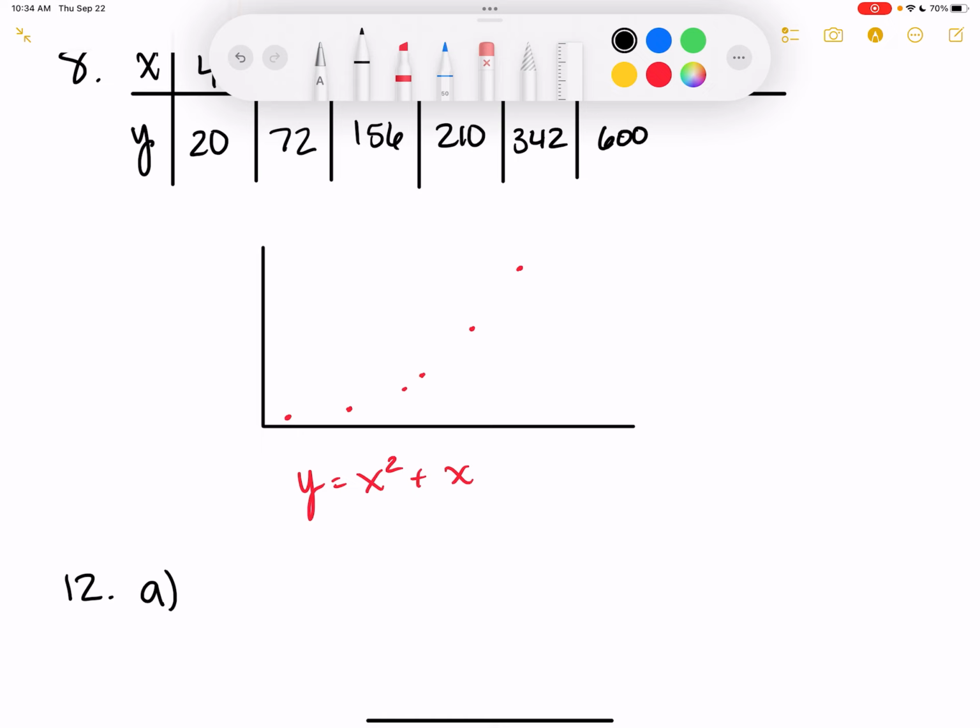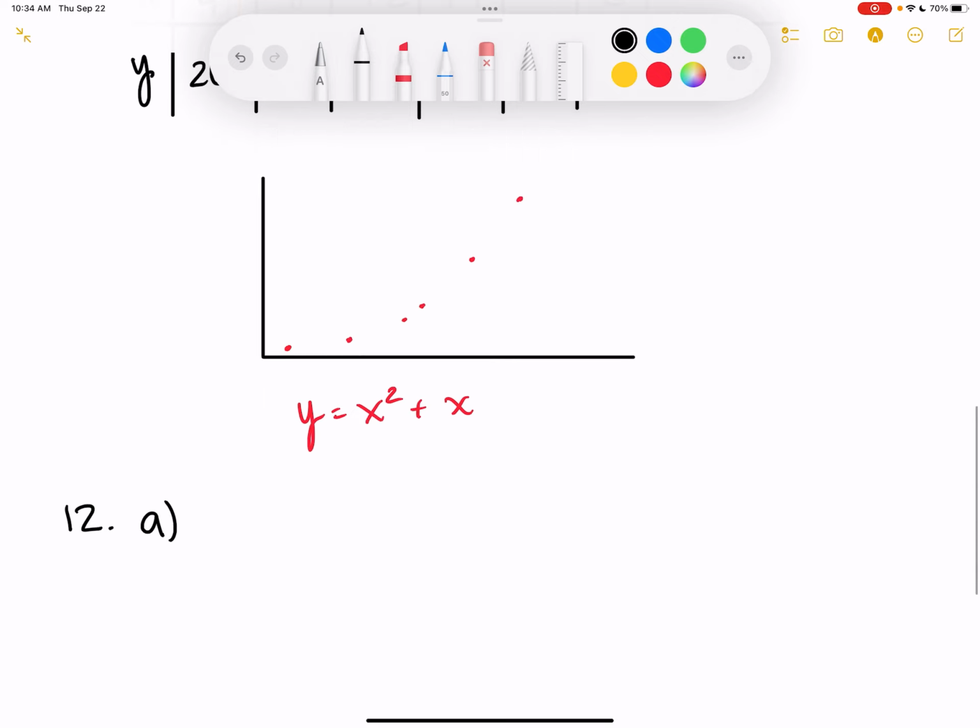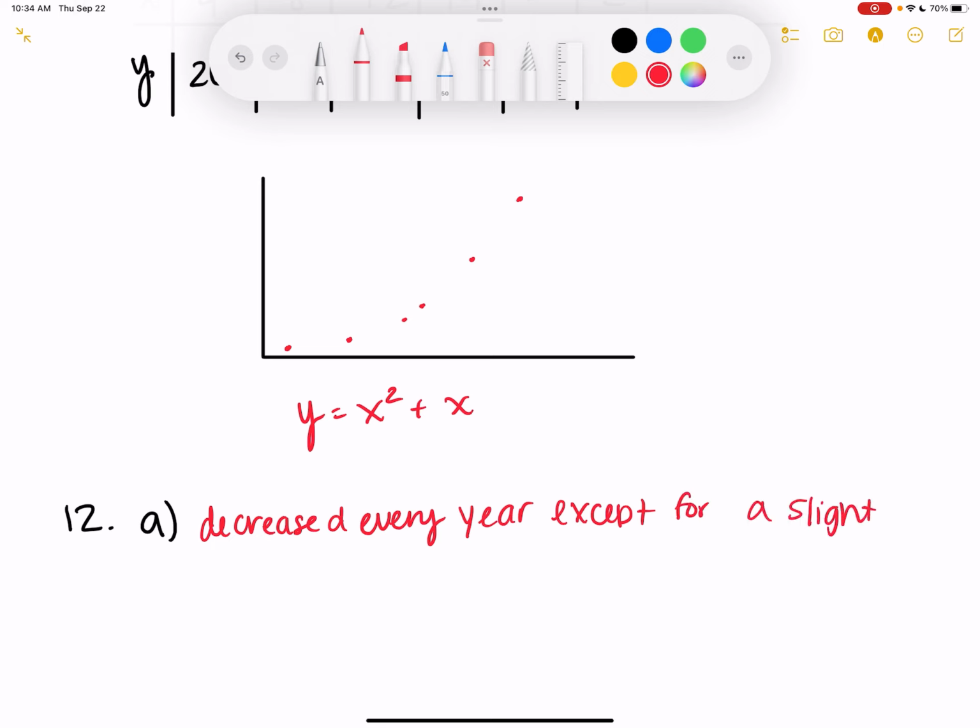What do you notice from 1954 going down? It decreases. Okay. At any point, does it change? Yes. From 1994 to 1999, it spiked. It went up a little bit and then it went down. Yep. So it is decreasing every year, or decreased every year, except for a slight increase from 1994 to 1999.